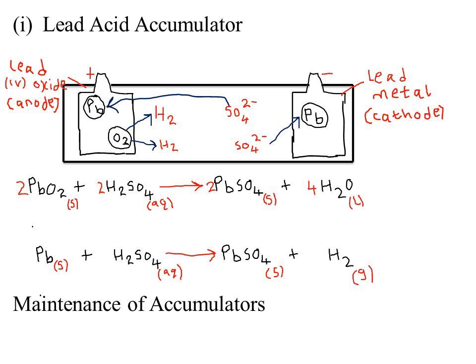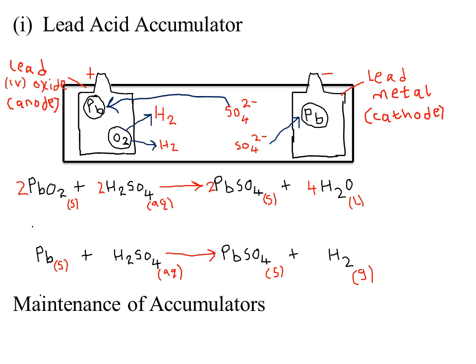The fifth way of maintaining accumulators is that shorting or overcharging the accumulator should be avoided. That is, shorting is allowing the plates to touch each other. So shorting or overcharging the accumulator should be avoided. That is our fifth way of maintaining accumulators.